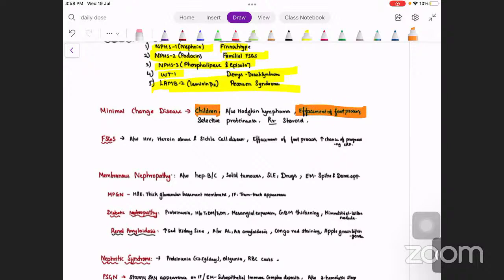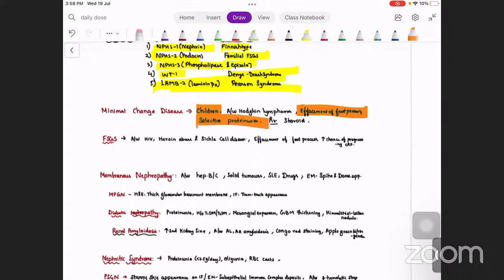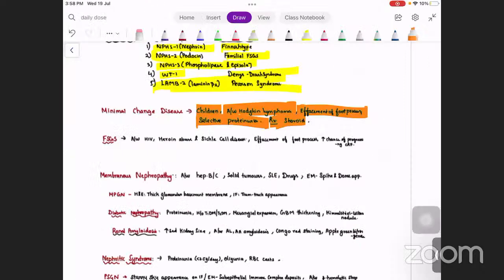When you are looking at children with effacement of foot process, selective proteinuria, proteinuria of 3 to 5 grams per day, directly choose minimal change disease, which may be associated with Hodgkin's lymphoma, and the treatment of choice is steroid. What are the things you may see for minimal change disease? Children associated with Hodgkin lymphoma, effacement of foot process, selective proteinuria, 3 plus proteinuria in a child with effacement of foot process. Blindly choose minimal change disease.